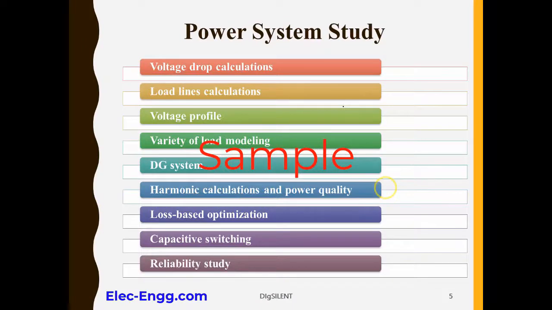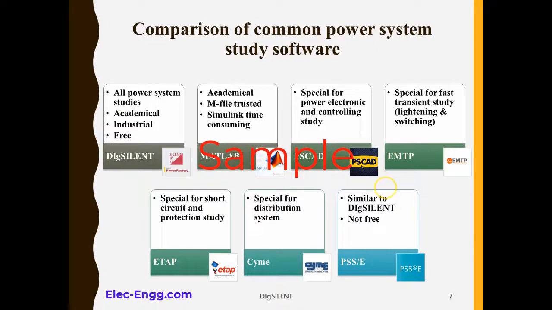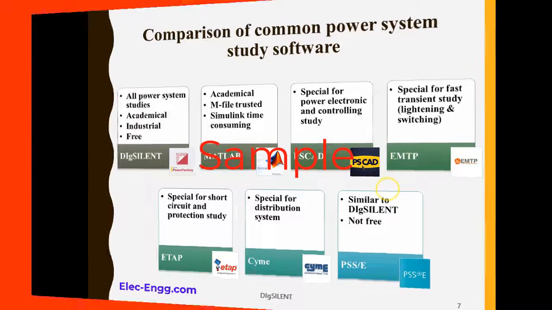Harmonic calculation and power quality: it is very powerful software for doing this type of calculation and calculating THD, THI. But beside that, MATLAB is another very useful software. So it is only academical. This is not very necessary. It is usually used for some mathematical calculations.